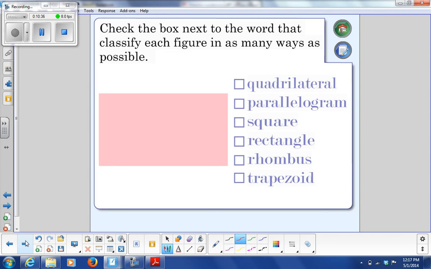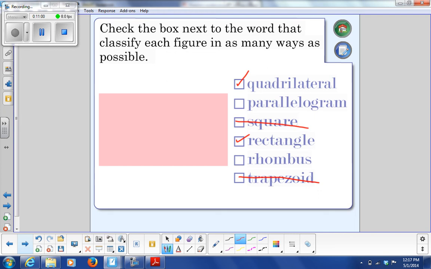Alright, how about this rectangle? A rectangle is a quadrilateral. It is a rectangle. Is a rectangle a square? Does it have all four equal sides? No. Is the rectangle a trapezoid? Remember what I just said about trapezoids. Trapezoids don't share with anything else, so it cannot be a trapezoid. How about a rhombus or a parallelogram?